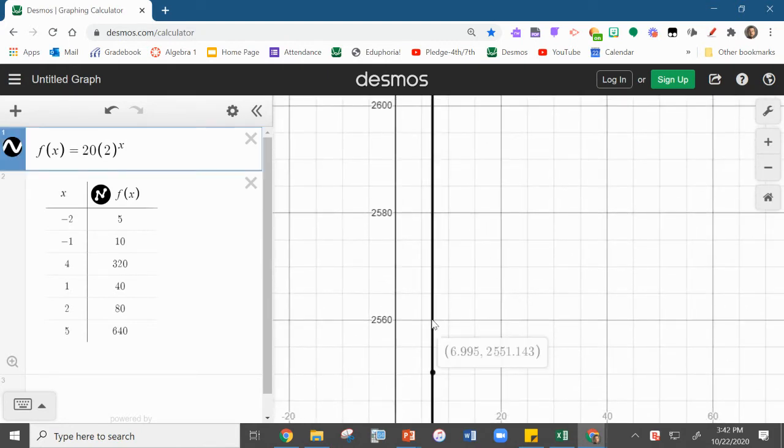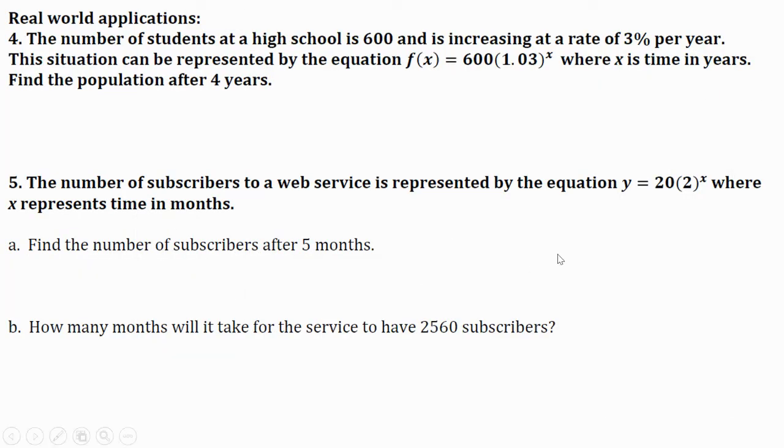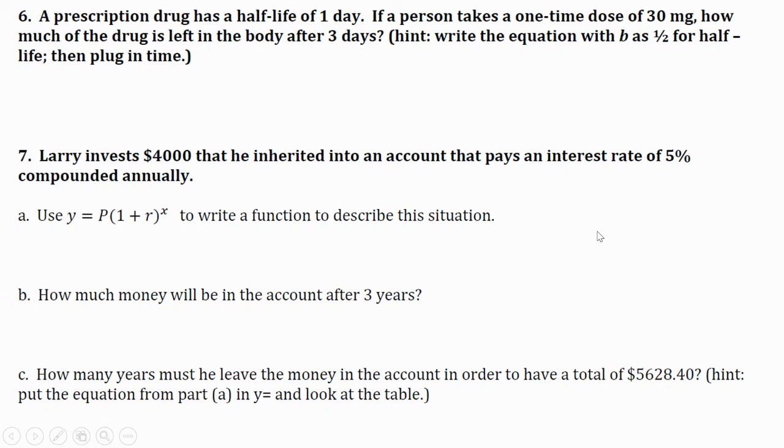I click on my graph, and it is telling me that it is 7. It would take 7 years to get to 2560. And so Desmos makes this very simple to be able to answer these questions. Now why don't you try one?